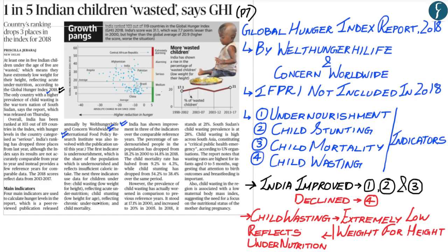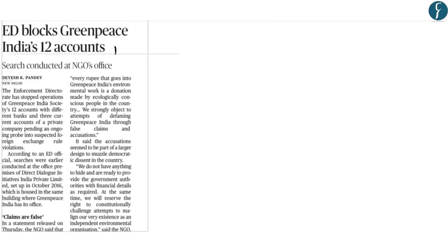So now hopefully you've understood the basic aspects of the Global Hunger Index report of 2018 with regards to your prelims examination of 2019, wherein you understand who prepares it, what are the indicators that are used in this index, and what has been the position of India with regards to this index. And so now with this, let us move on to the next article. Now we've taken this article from page 11.